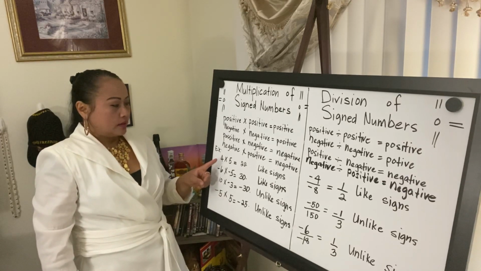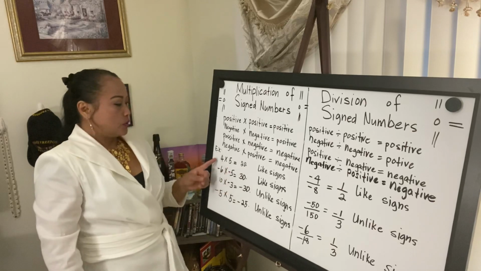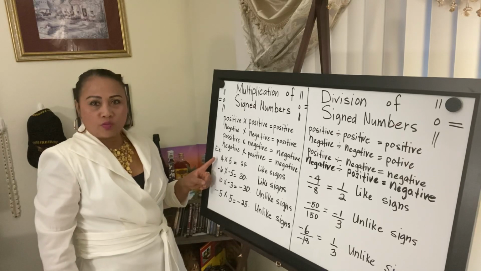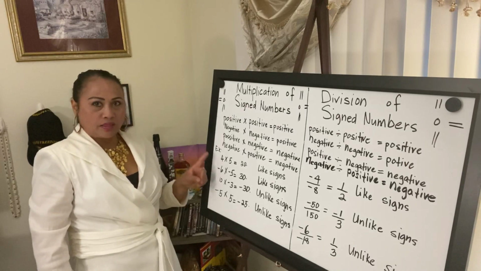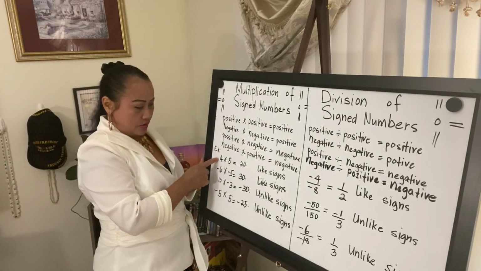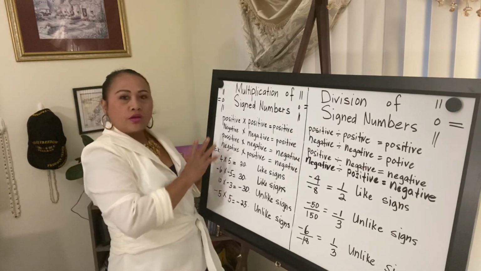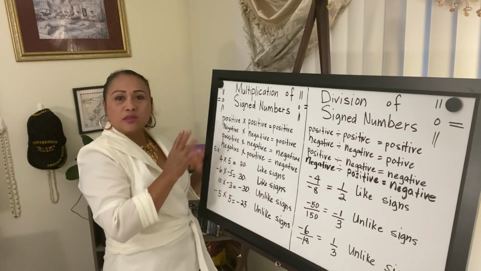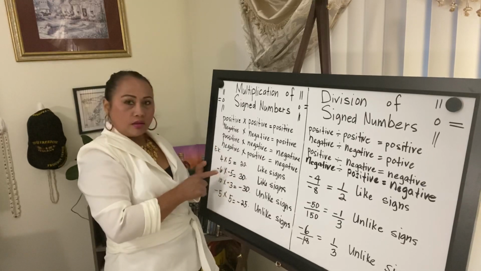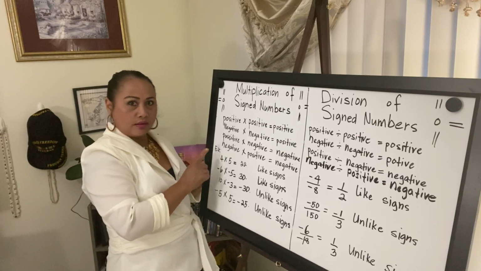Positive 4 times positive 5 equals 20. So, remember that a number without a sign is understood to be a positive integer. We're talking about the positive here and there is also a positive here. So, simply, in multiplication, multiply the integers or the absolute numbers and look at the signs. Always look at the signs.